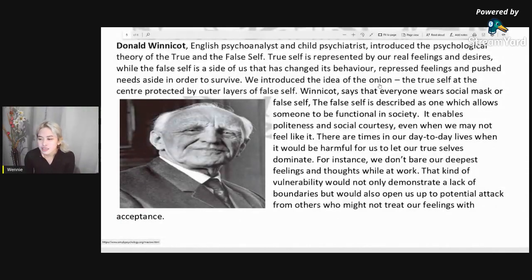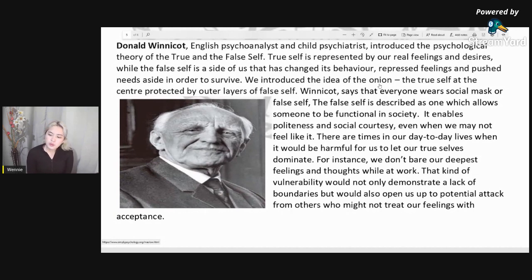So sabi dyan, Winnicott says that everyone wears a social mask or false self. So the false self is described as one which allows someone to be functional in society. So it enables politeness and social courtesy even when we may not feel like it. So ginagawa pa rin natin yung sa tingin nating safe tayo para kahit hindi natin talaga feel yun, pinapakita tayo ng fake emotion, kumbaga. So there are times in our day-to-day lives when it would be harmful for us to let our true self dominate.